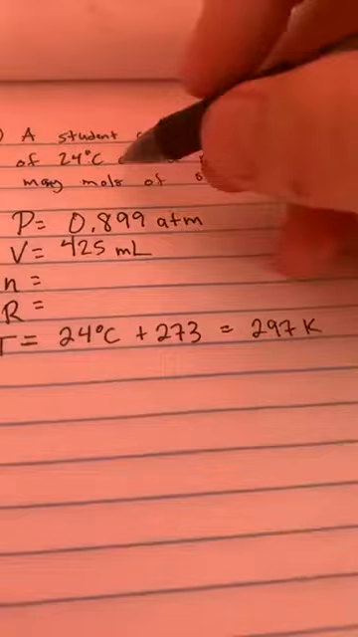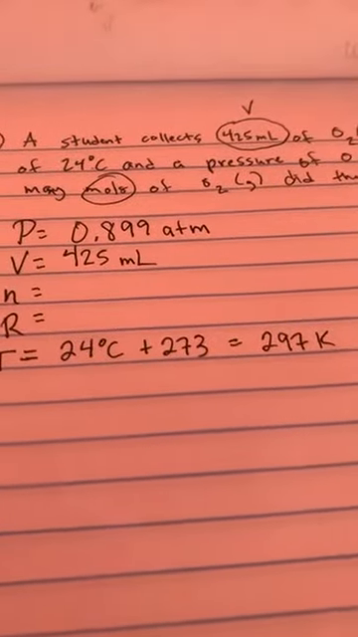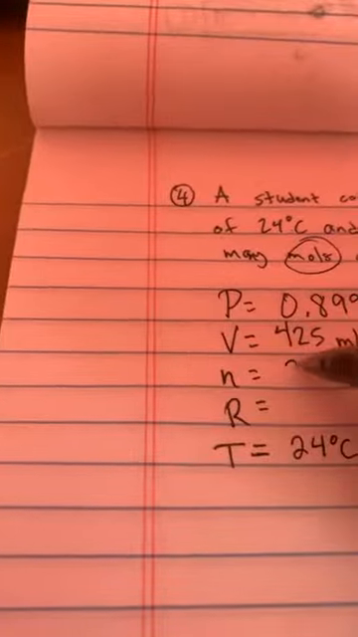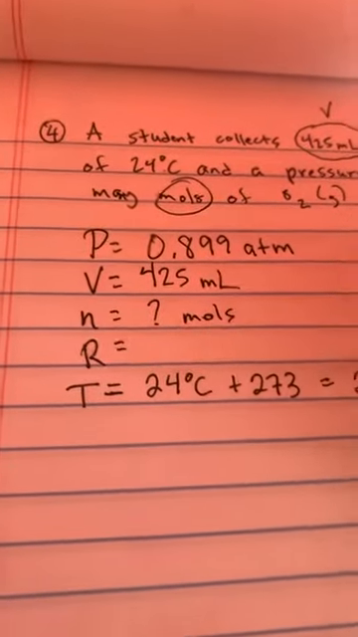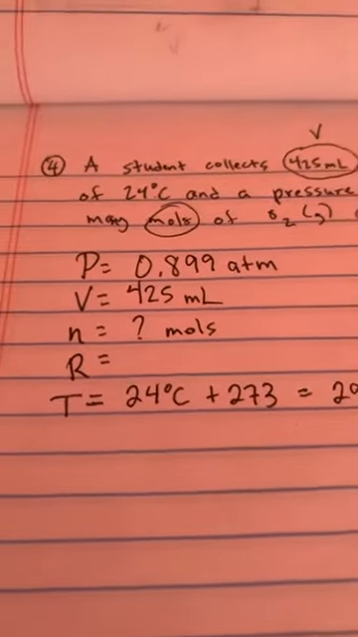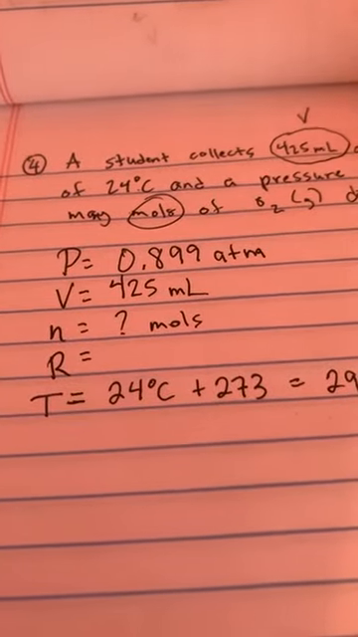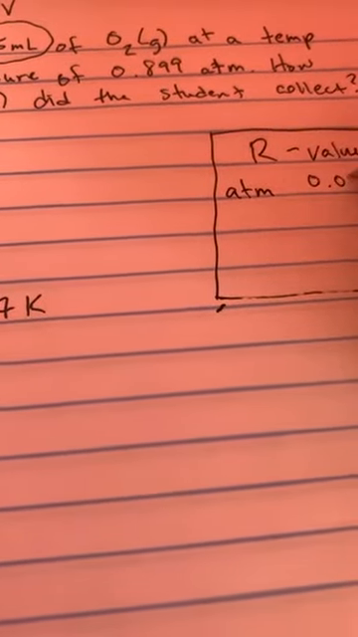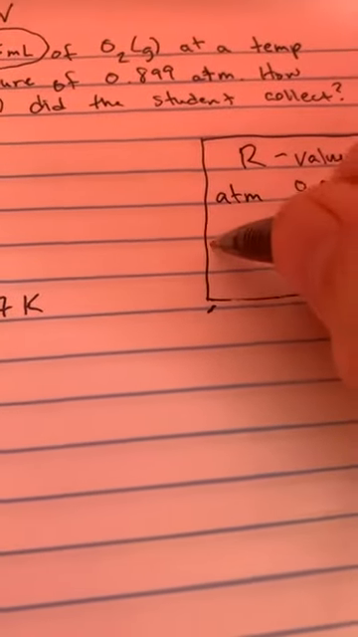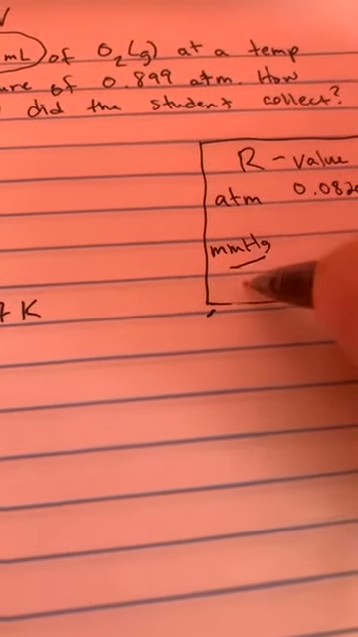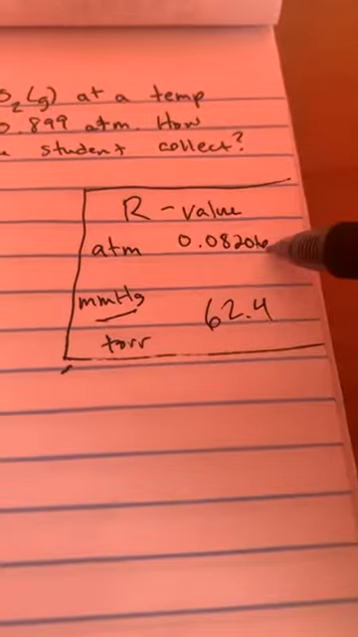It says how many moles of O2 did the student collect? So we don't know the mole quantity. And our R value is associated with our atms. So our atms, if you remember, these are going to be our R values, right? For atm, it's going to be 0.08206. And for millimeters of mercury, torr, it's going to be 62.4. So since we have atm, we're going to be using this one right here. So we're going to take this number and put it where R is.